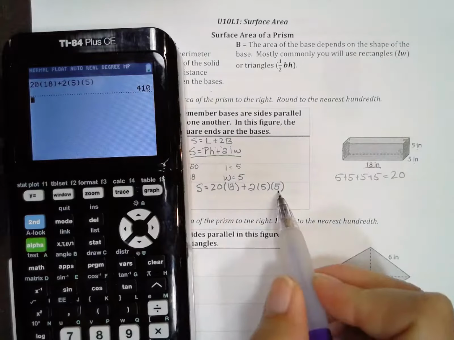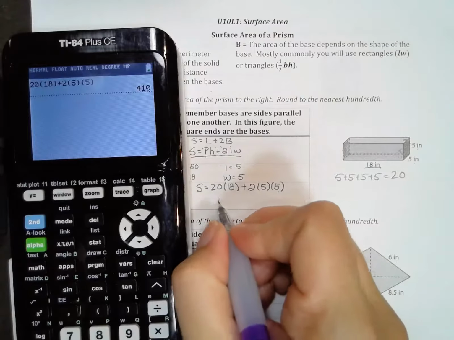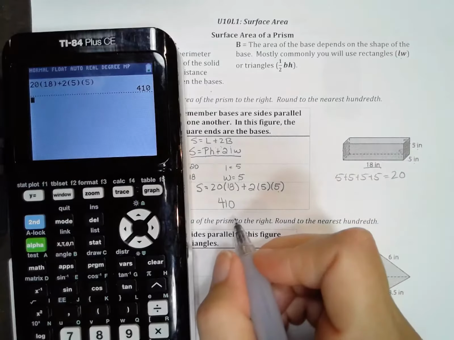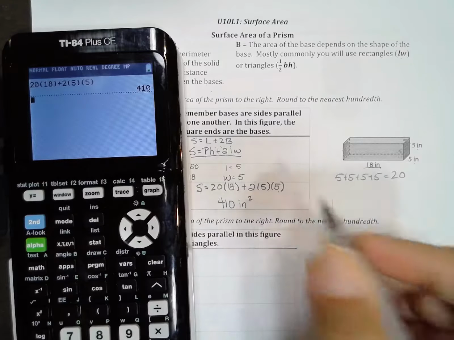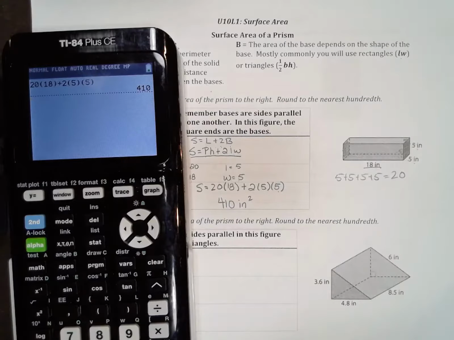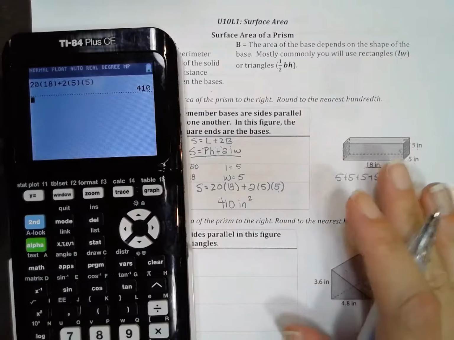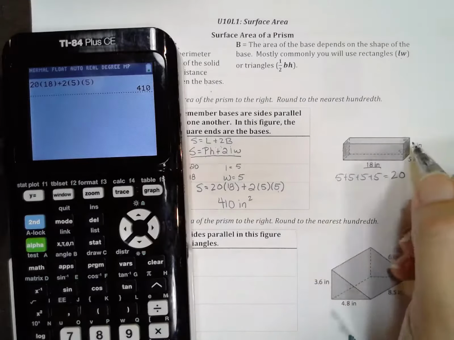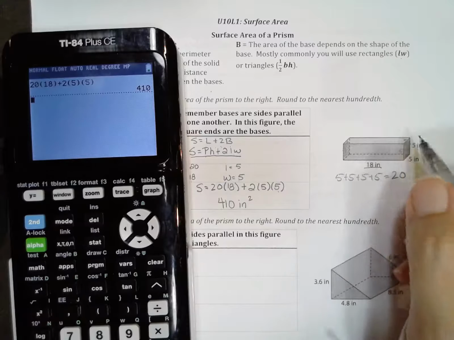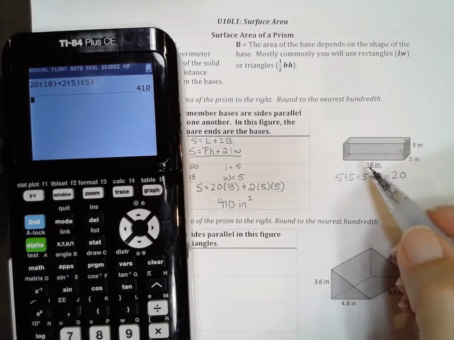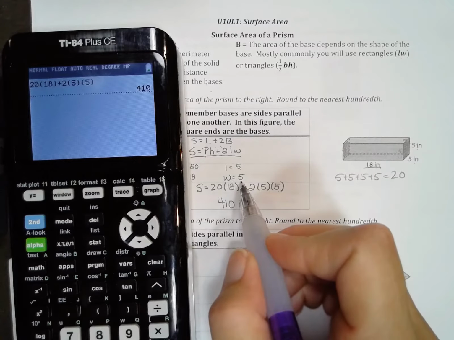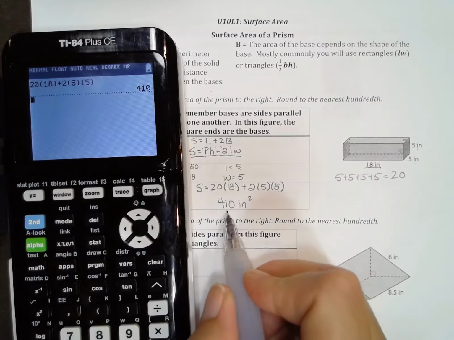So when I plug all of this into my calculator, I find that the surface area of this rectangular prism is 410. This prism has been measured in inches, so it's inches squared. We're talking about area, and area is squared because it's a flat surface. So even though this is a three-dimensional figure, we're still talking about the outside surface of it. We're not talking about filling it up. So we multiplied a length and a width together to find that area. So the surface area of this rectangular prism is 410 inches squared.